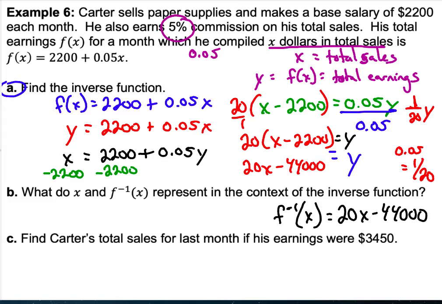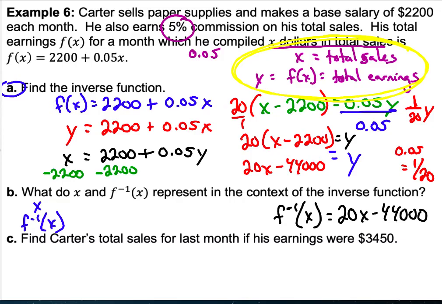Okay? But here's where question B comes in. So we've rewritten our function by switching the x and the y. We've put it into inverse function form. And now we want to know what that x and that f inverse of x represents. Well, they basically have flip-flopped from what they originally were. So if you remember up here, we said x is the total sales and f of x was the total earnings.